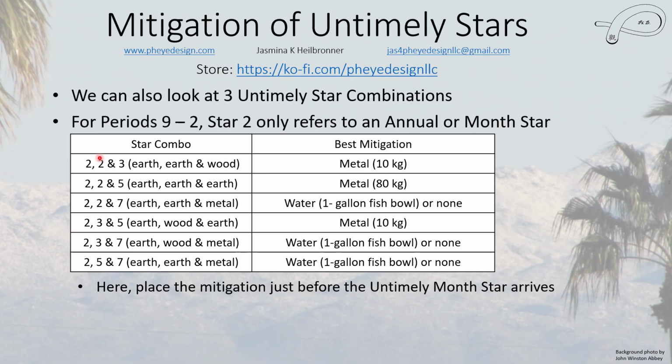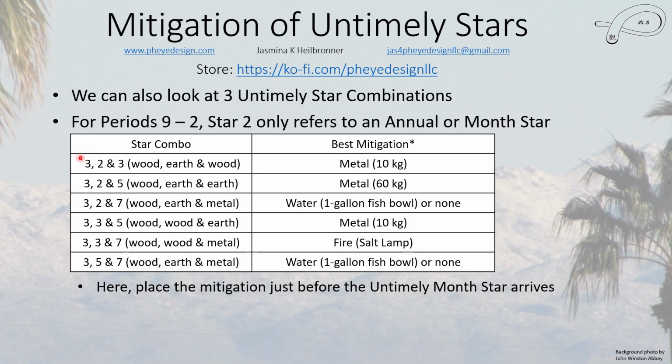And so the month star, we're talking about a star 2, 1, it has to be either the annual star or the month star. But of course this assumes you don't have an annual affliction in the area where you're placing the metal. Otherwise, you simply place it at the beginning of the year if you know this is going to happen.